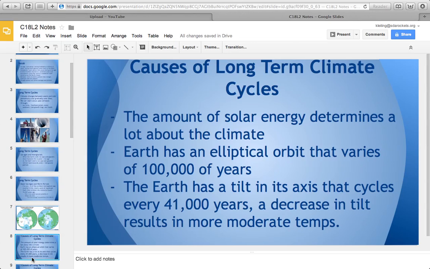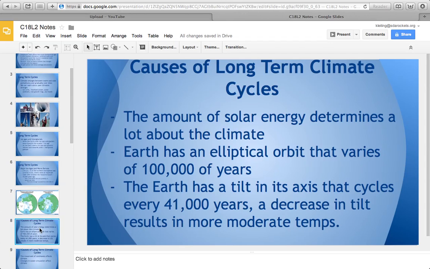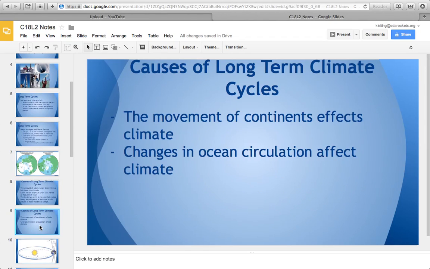Earth has an elliptical orbit that varies, the cycle is about 100,000 years. The Earth has a tilt in its axis that cycles every 41,000 years. A decrease in tilt results in more moderate temperatures. And I'll show you those two things in just a second. The movement of the continents via tectonic plates can have a large effect on climate, and so can the ocean circulation.